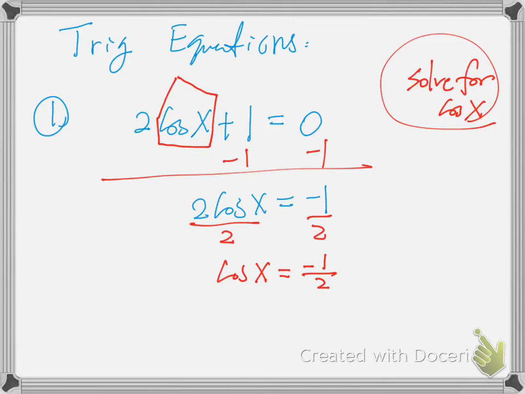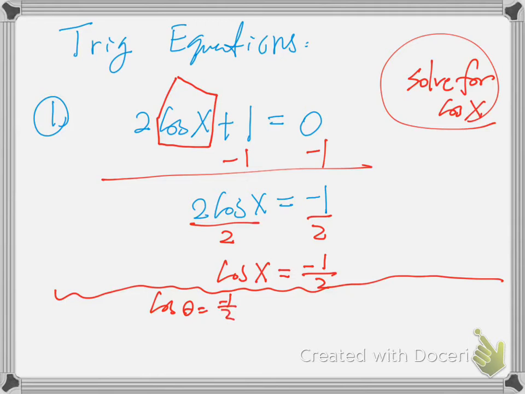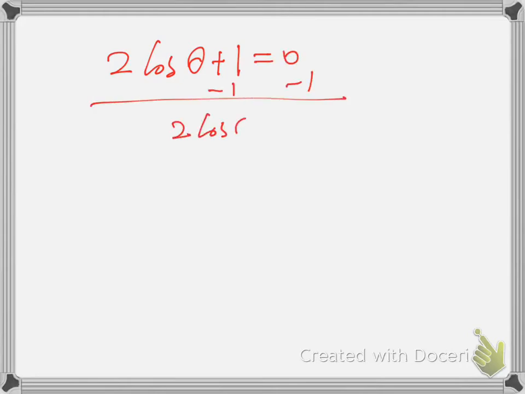After we solve for cosine x, we shouldn't use x, we should use angle theta, because we use the xy plane. Let me change it a little bit. We know cosine theta is negative 1 over 2, and we want to know the angle theta. Let me do this again: 2 cosine theta plus 1 is 0. Minus 1, we get 2 cosine theta is negative 1, divided by 2, we get cosine theta is negative 1 over 2. This is better.